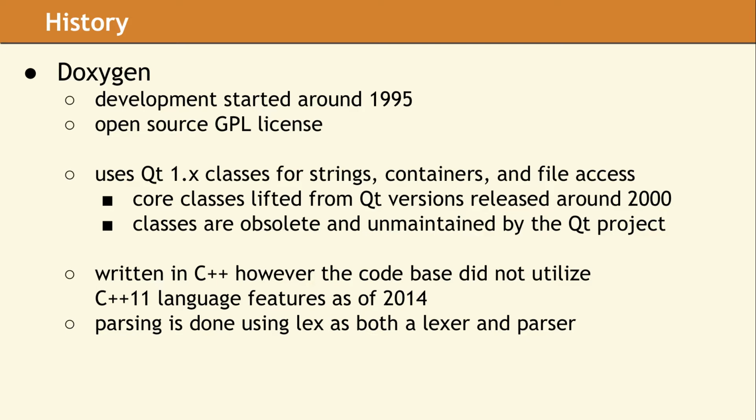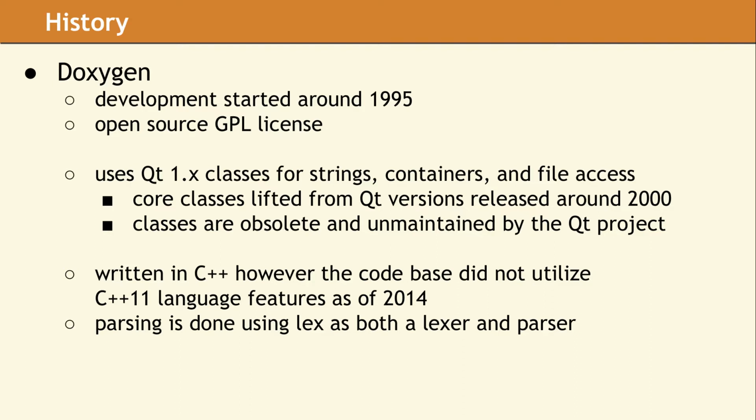What we noticed about the classes was that it used Qt 1.x classes. It's unclear if they're 1.4 or 1.5, but it's definitely in the Qt 1 series. And these were the classes for strings and containers, file access, and the core functionality that was in Doxygen. What we realized was these classes were part of the Qt 1 series, and they had been lifted from the Qt product and actually integrated into Doxygen. These classes are maintained by the Doxygen maintainer and not by Qt.